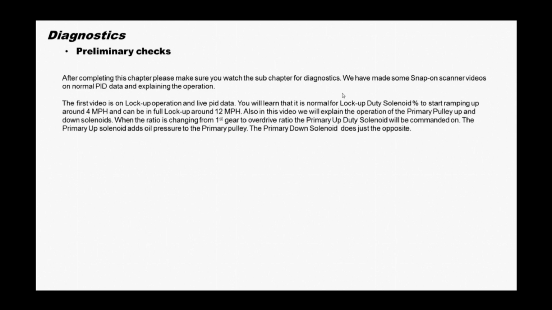When the ratio is changing from first gear to the overdrive, the primary up duty solenoid will be commanded on. The primary up solenoid adds oil pressure to the primary pulley. The primary down solenoid does just the opposite. It drains oil from the primary pulley.